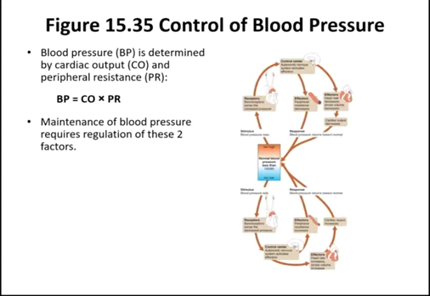So in the blood vessels, we are telling the PR to increase, and in our heart, we're telling it to increase cardiac output. Just like when it's too high, we told the blood vessels to decrease peripheral resistance, and told the heart to decrease heart rate and stroke volume, which is going to decrease cardiac output.